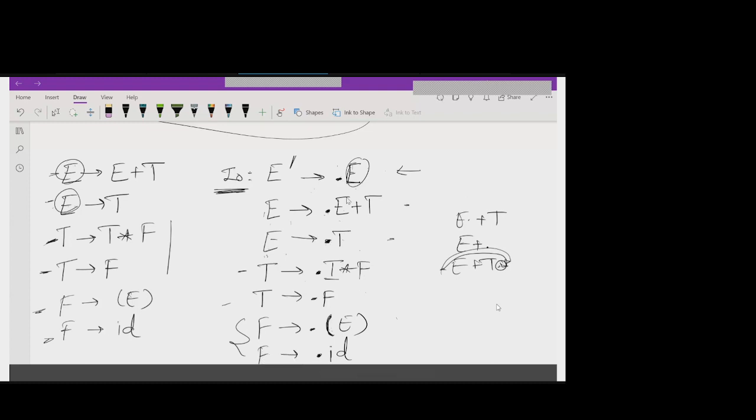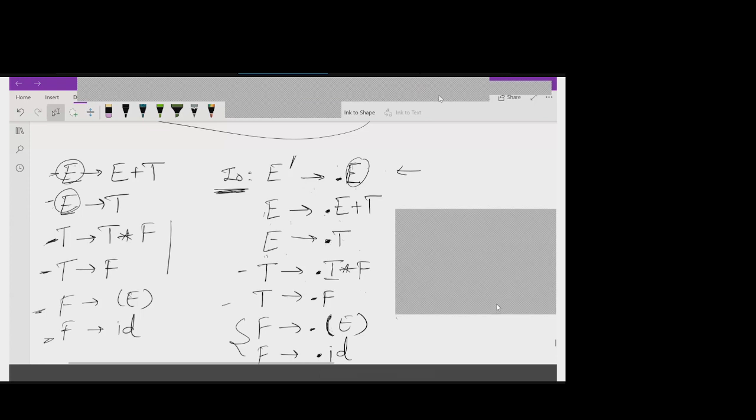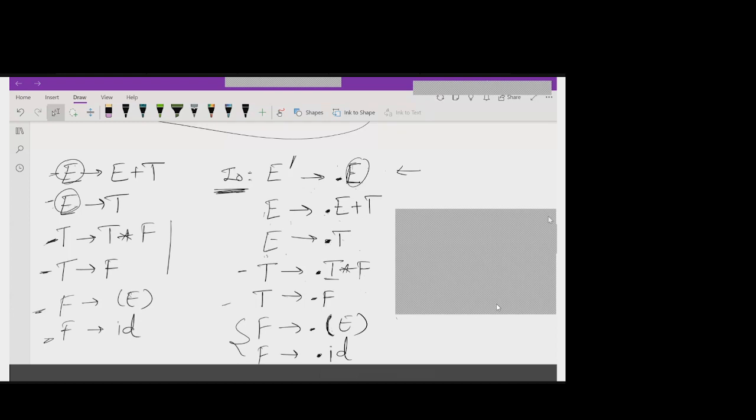तो यहाँ पे आपका डॉट कहाँ है? यहाँ पे आपका डॉट है स्टार्टिंग में, ठीक है? आपका डॉट के पीछे क्या है? कौन सा सिंबल है फर्स्ट प्रोडक्शन में? What is the symbol? Which non-terminal symbol you have after dot in first production in I0 set? In I0 set में dot के पीछे आपका है E.